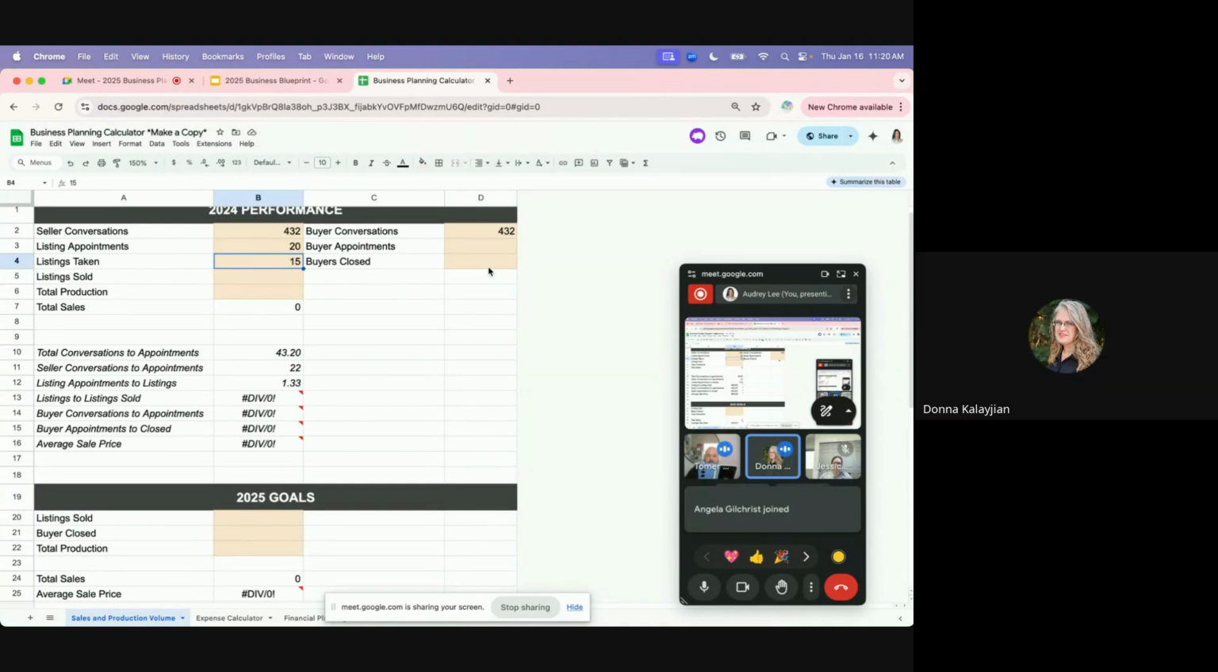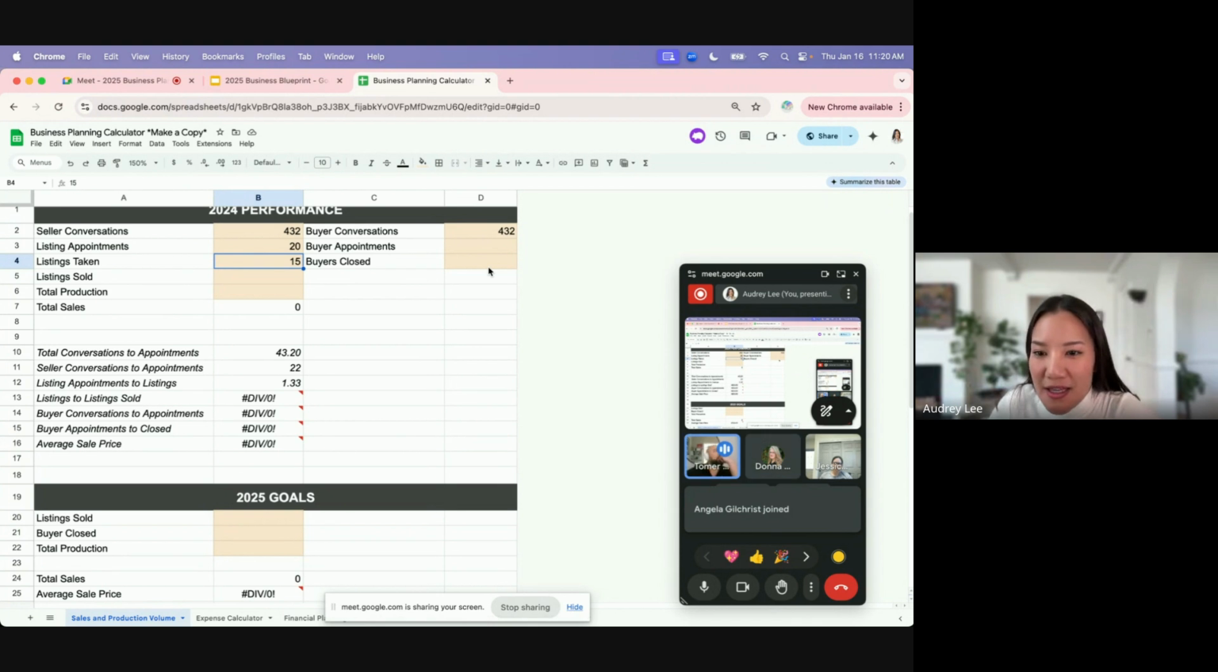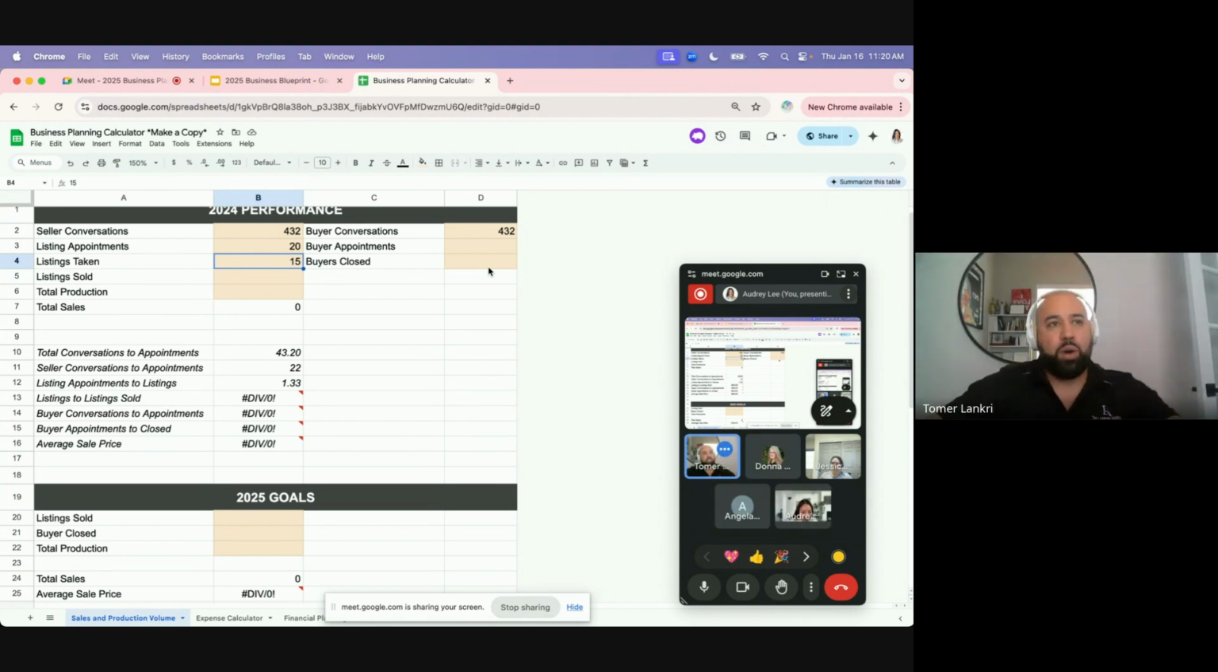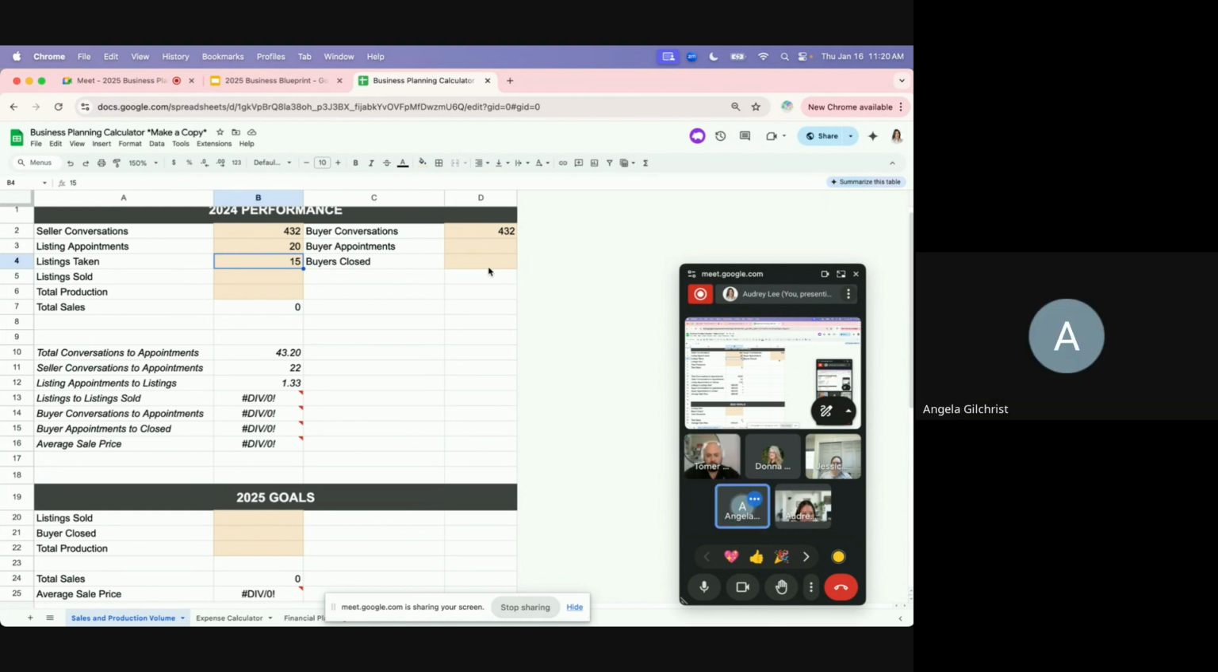That's what I'm saying. Actually, the MLS will give us the ratio. I can pull a report with the MLS. It's going to give me exactly.